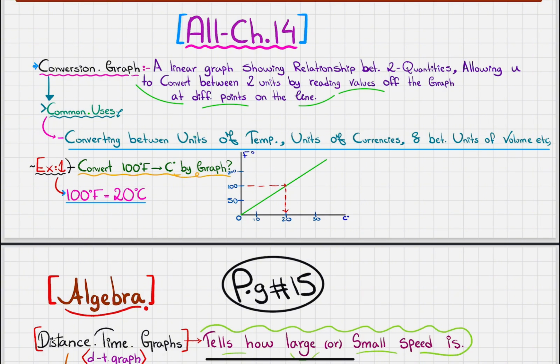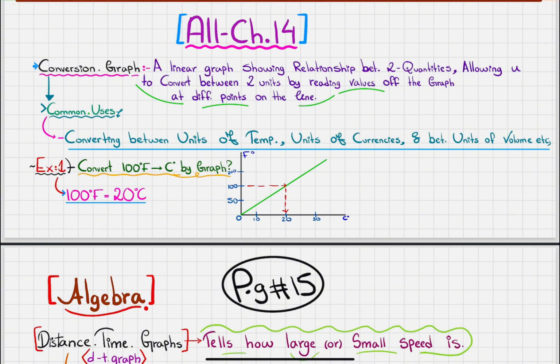Why do we use conversion graphs? Some common uses include converting between units of temperature, units of currencies, and units of volume, etc. So for example 1, convert 100 degrees Fahrenheit into Celsius by using the graph. If we look at the graph, on the x-axis we have Celsius, on the y-axis we have Fahrenheit.